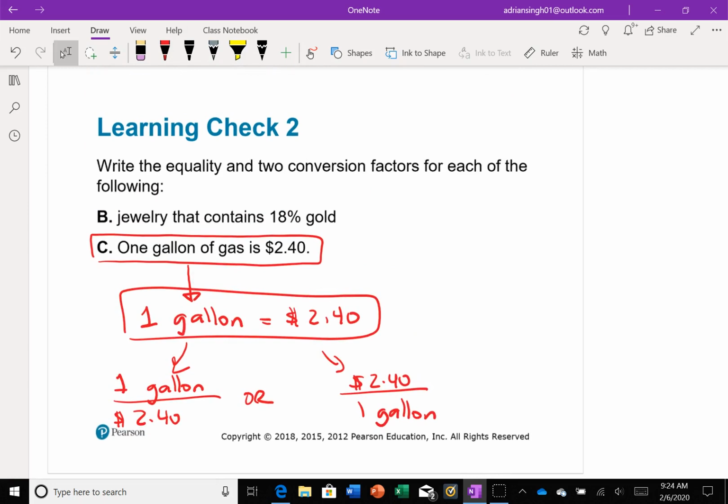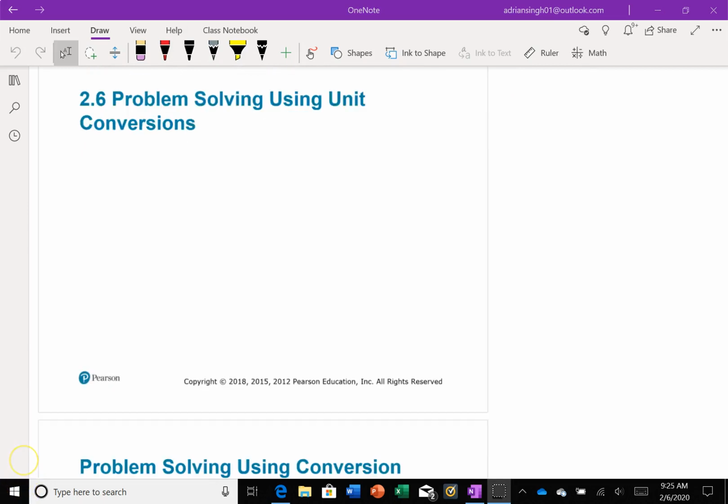And that's it. That's how we generate our conversion factors from equalities. So once we have our conversion factors generated, then we can go ahead and start using them to solve problems, right? So we're going to take a look here at problem solving using unit conversions, and this involves the use of what we learned in the previous section of all of these conversion factors.